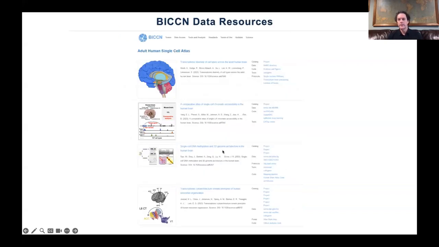I really want to mention that the data behind all of these projects is available to the public. This is a core tenet of the BICCN, to make these data freely available. The data resources and visualization platforms for these papers are all centralized on the BICCN website. So I encourage you to leverage these for your own research.